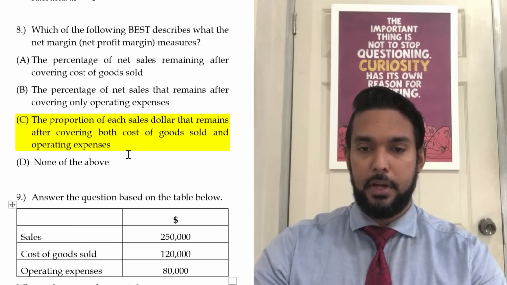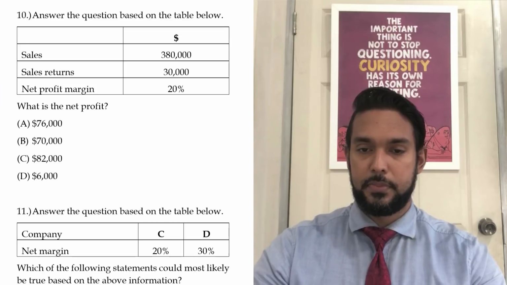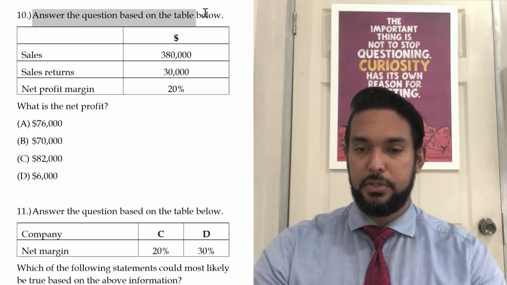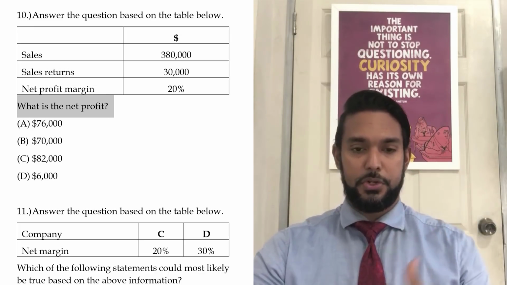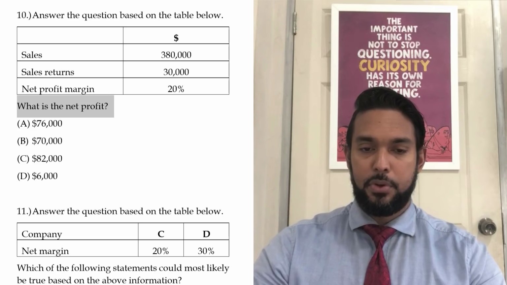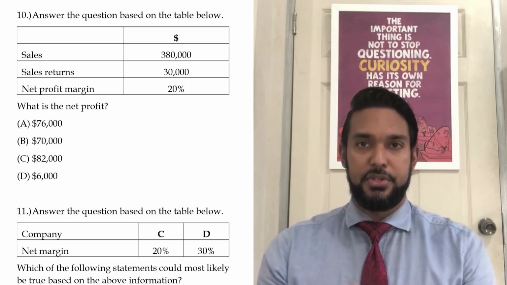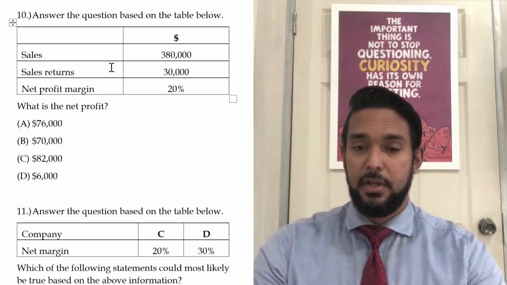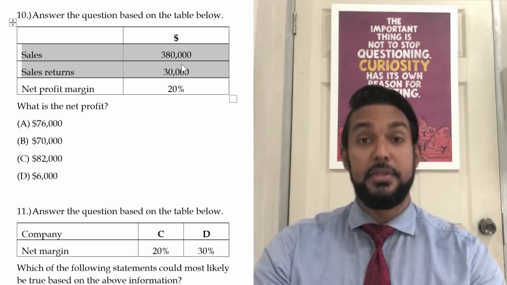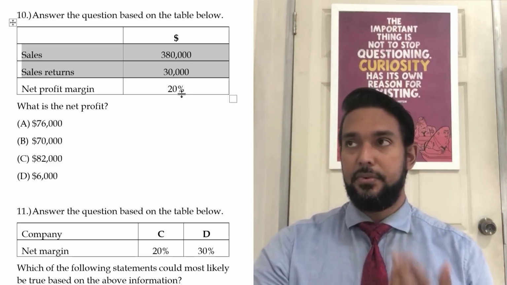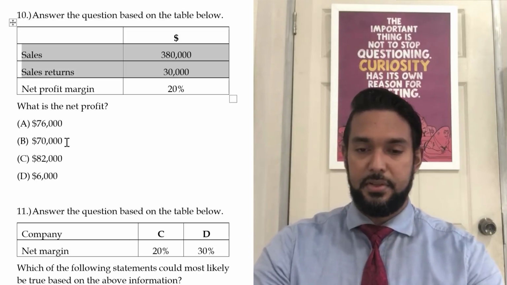All right, let's go back up and go across to number 10. Answer the question based on, okay, so sales, sales returns, net profit margin. What is the net profit? Right, so just like any previous question, if we have the profit margin and we have net sales, we can simply multiply the margin by the net sales. And we can find net sales because we have sales and sales returns. So 380 minus 30 is 350. 20% of 350, that's a fifth of 350, is 70,000.